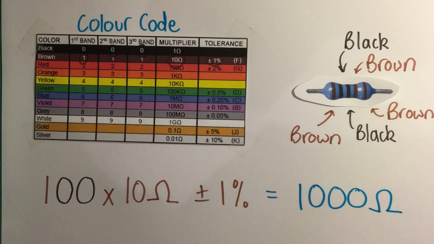A 4-band system uses the same concept, but there are instead only 2 numbers used to specify the resistor value and not 3.